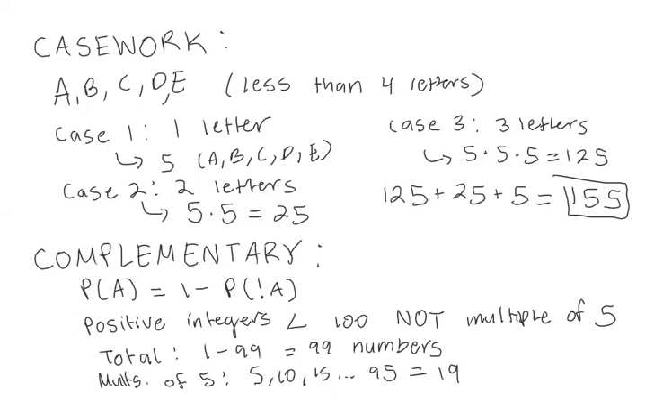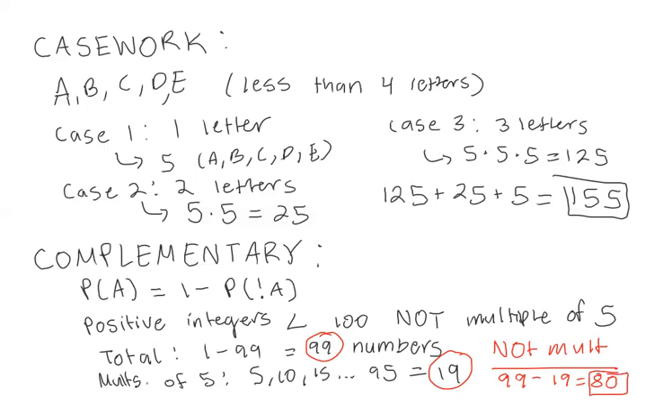So now to find what the question was asking for, which is not the multiples of 5, we are going to subtract 19 from 99. So not multiples is going to be 99 minus 19, which is 80. And that's our final answer.